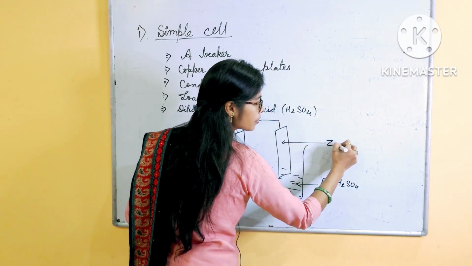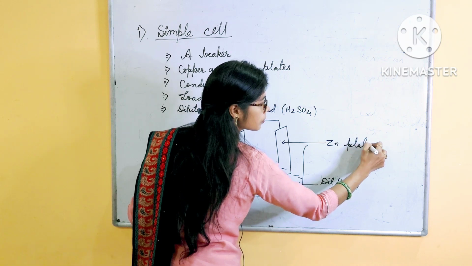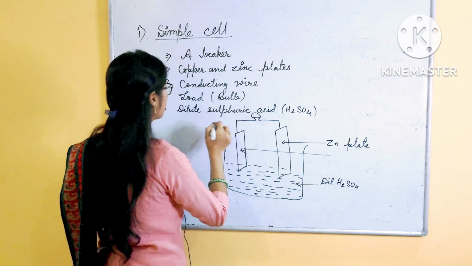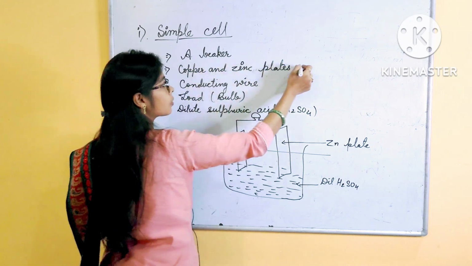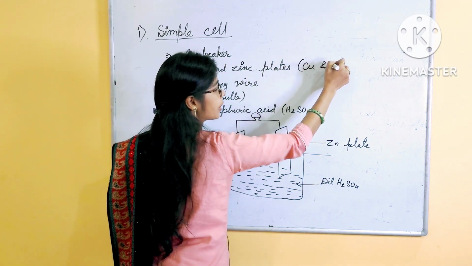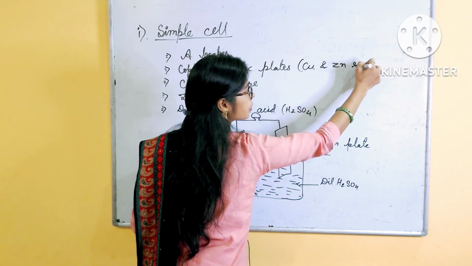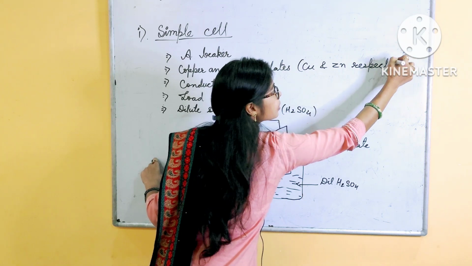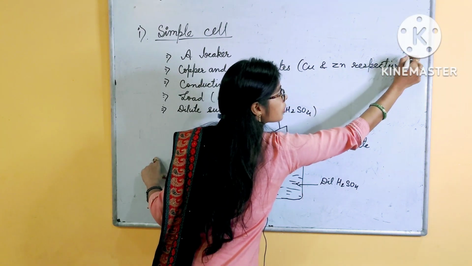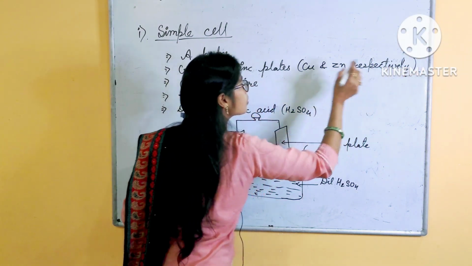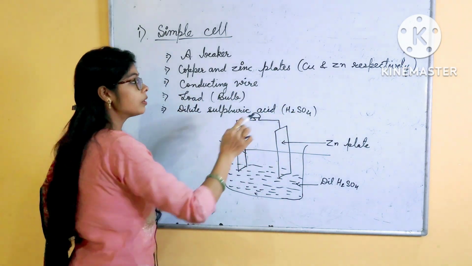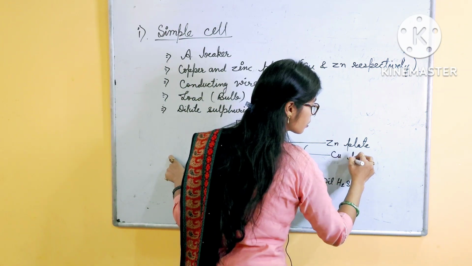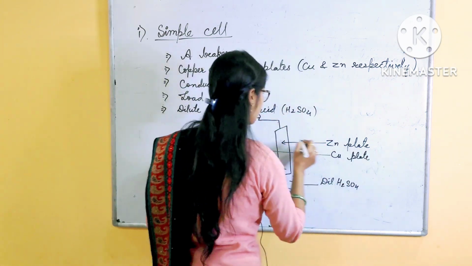This is zinc plate. This one is copper plate. Cu and Zn respectively, because Cu is the symbol of copper and Zn is the symbol of zinc. So here we'll use copper plate and zinc plate.